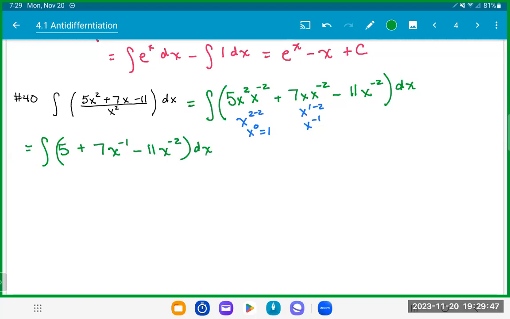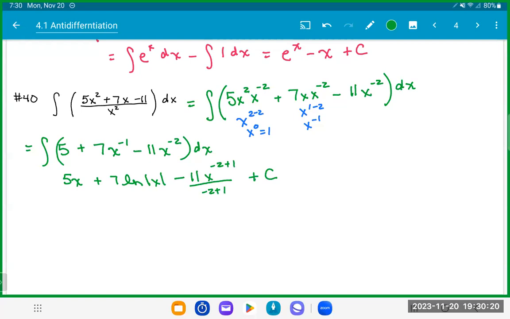dx. So this gives me 5x as my antiderivative plus 7 ln of the absolute value of x. Again, remember if we put off to the side that x is greater than 0, we don't have to put those absolute values. Minus 11, and then we have x to the negative 2 plus 1, over negative 2 plus 1. And then let's not forget that constant c out there.